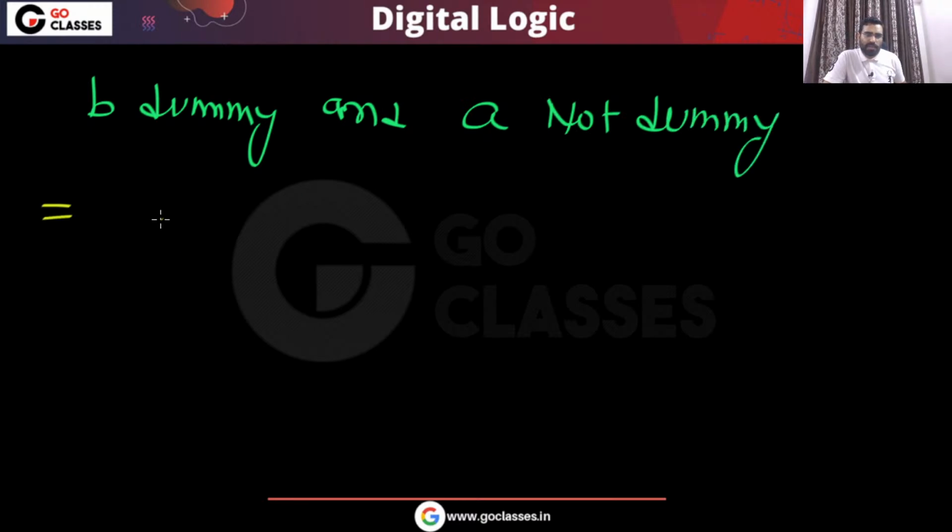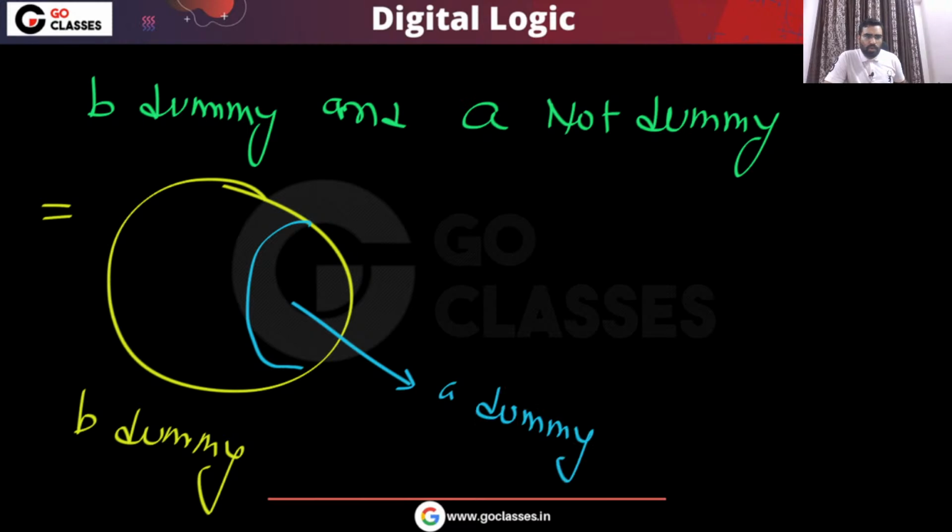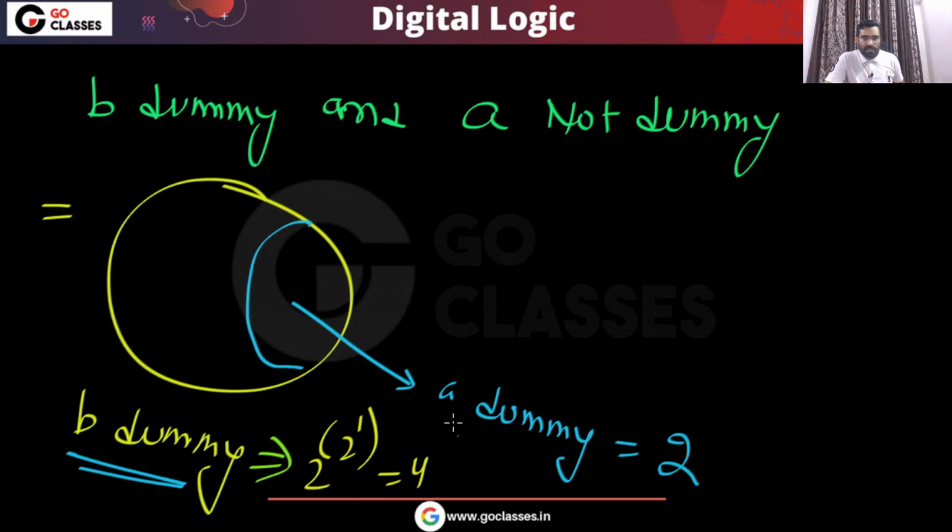So how to find this? Very simple. You find where B is dummy, and then from this you remove where A is dummy. Where B is dummy, the total is 2 power 2 power 1, that is 4. Now in this you find where A is also dummy. B is dummy, A is also dummy, that is 2.